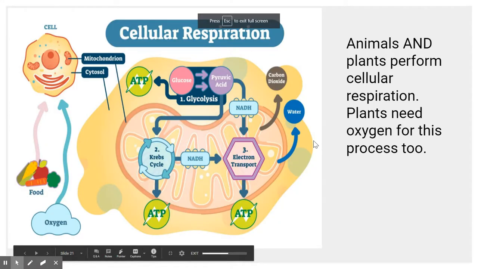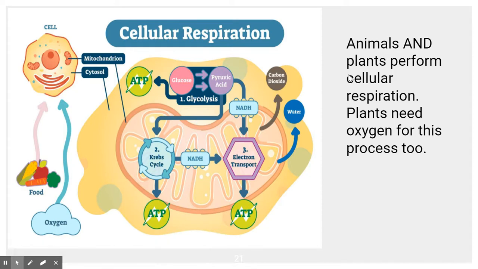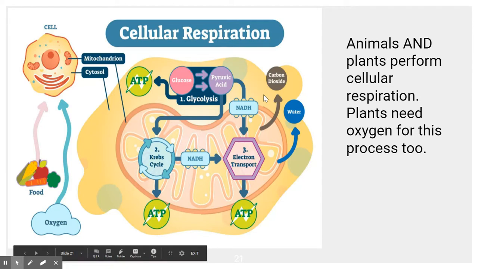Once again, I'd like to point out that both animals and plants perform cellular respiration. Plants also need oxygen. They don't need it for photosynthesis, but they do need it for cellular respiration. And they actually have this sort of feedback loop in which photosynthesis and cellular respiration go in a circle.